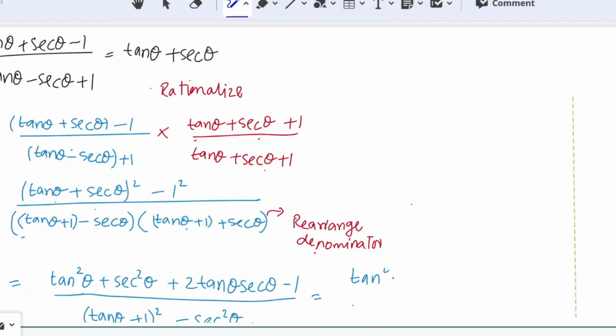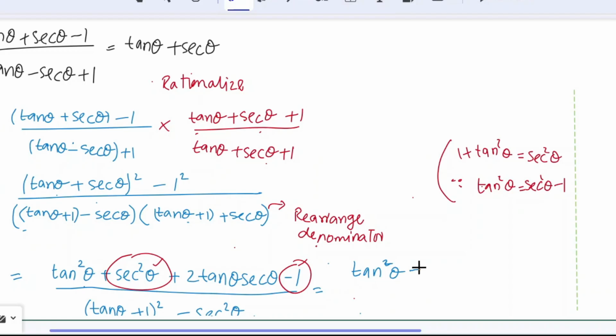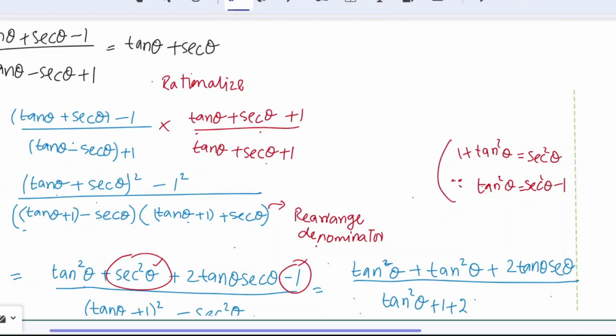And in the numerator term, I will combine secant square minus 1, because we know that 1 plus tan square theta is equal to secant square theta, and tan square theta is actually secant square theta minus 1. So I will combine it and write it as tan square theta, and you have plus 2 tan theta secant theta. In the denominator, we will open the square: tan square theta plus 1 plus 2 tan theta minus secant square theta.